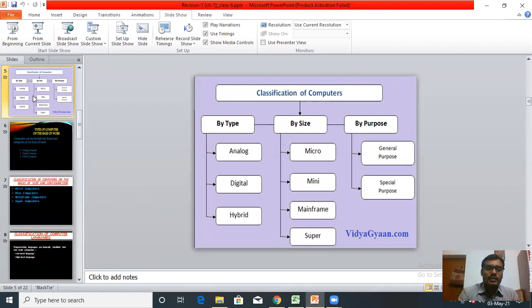classification of computers. You can see this diagram. Computer can be classified in many ways. First, it can be classified on the basis of working principle, and it can be analog, digital, and hybrid. Second, it can be classified on the basis of size and performance. And there are four types of computers on the basis of size and performance: micro, mini, mainframe, and super. Third, by the purpose of use. It can be of two types: general purpose and special purpose.